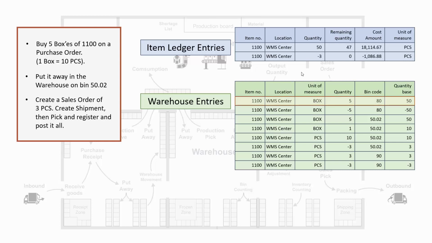First of all, we have bought 50 pieces on the purchase order, but 5 boxes, and it comes into bin code 80, which is our received bin. But in the warehouse entry, it uses the unit of measure code with 5 boxes, whereas the item ledger entry will be 50 pieces. Secondly, when we make a put away, we take out the 5 boxes again, and we add it to bin code 5002, again in boxes.